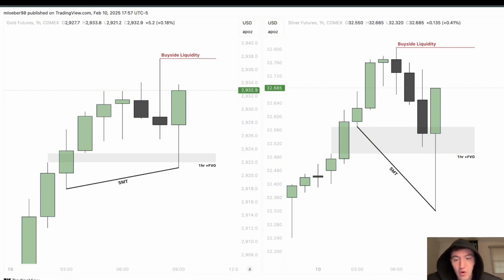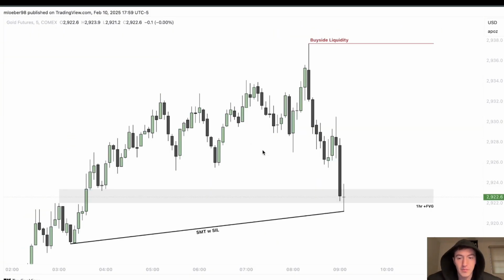So we are on the hourly chart. Now we're going to go to the 5-minute for an execution, to see how price is trading within this hourly bullish fair value gap. So let's drop to the M5 chart to see if we can frame that execution, the market maker buy model initiation. So here is the 5-minute chart when price creates that SMT with silver.